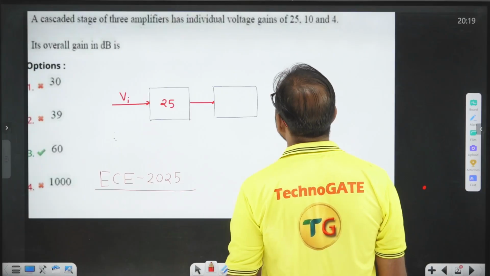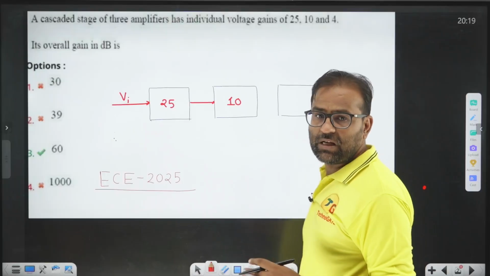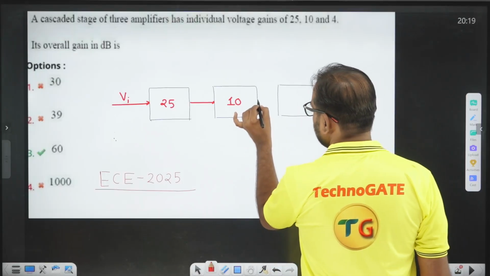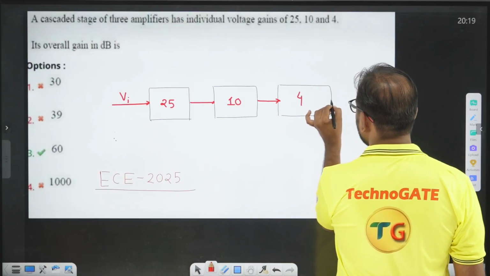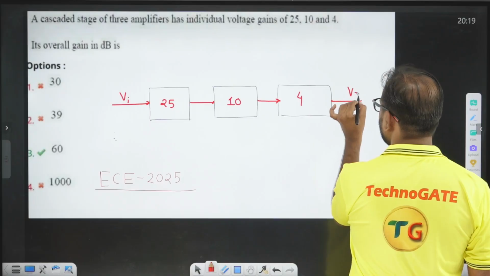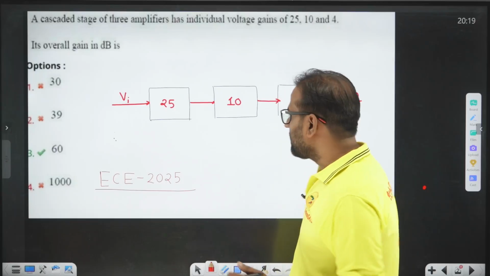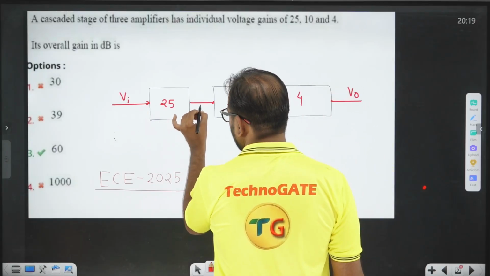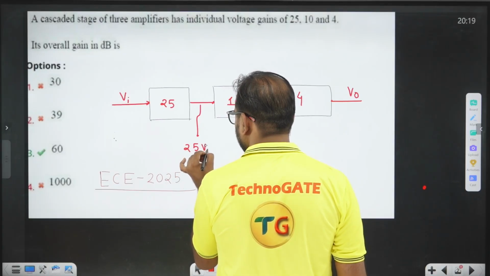What is the second value? Second cascaded is by 10, means whatever input signal is magnified by 10, and third is 4. So this is 4 and this is V out. Correct? Now they are asking about overall gain. What is the overall gain? If this is 25, so what is the signal here? Signal here is 25 into Vi.